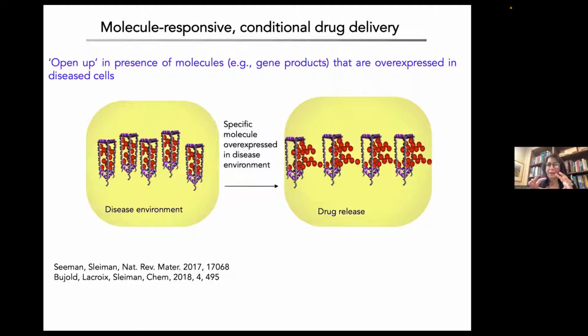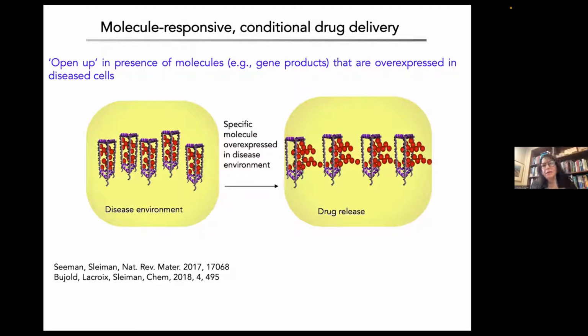So if you imagine in a disease environment, let's say in a cancer environment, there are typically molecules called biomarkers that are either overexpressed in a disease environment or only expressed in the disease environment. What we can do here is design DNA cages that encapsulate their drug cargo on the inside and stay closed. And when they go to the disease environment and encounter only this biomarker, only then will they open the cargo. Molecule responsive conditional release of the cargo.